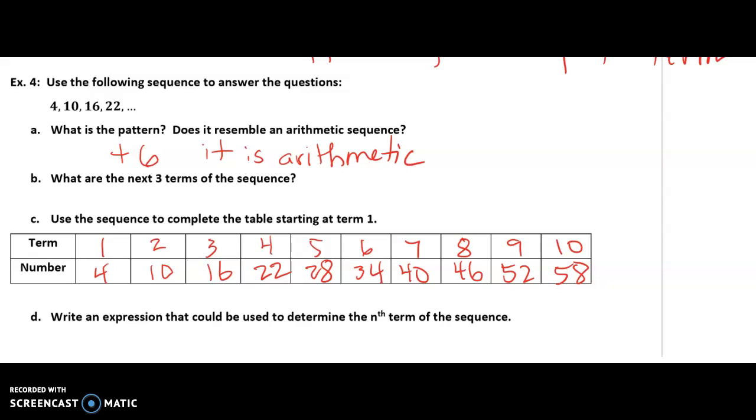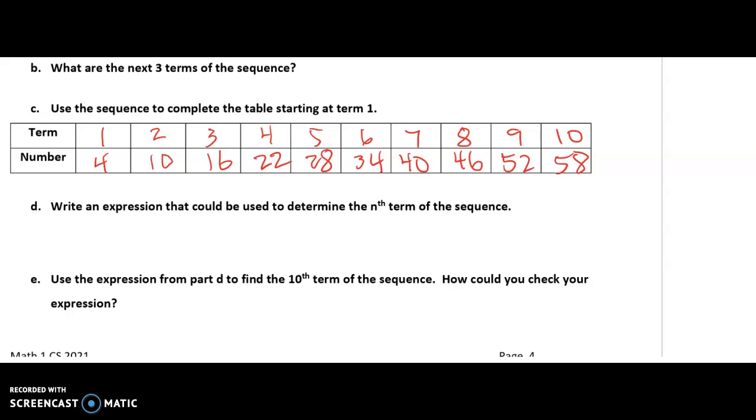Let's go ahead and complete that table. So we got our term numbers 1 through 10. And again, following the pattern of adding 6 each time, we're able to find the 5th through 10th term in the sequence. Now let's see if we can write an expression that can be used to determine the nth term of the sequence.